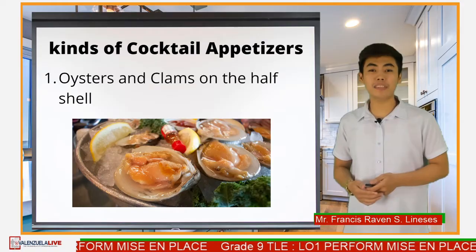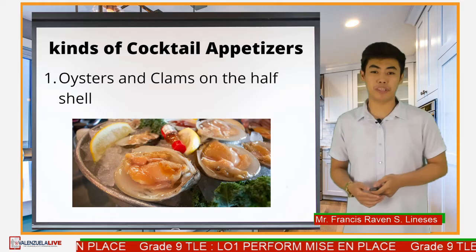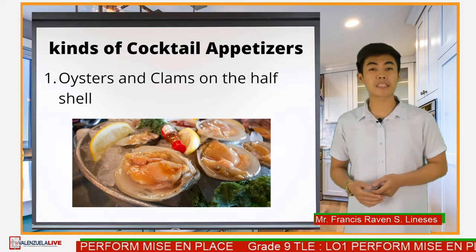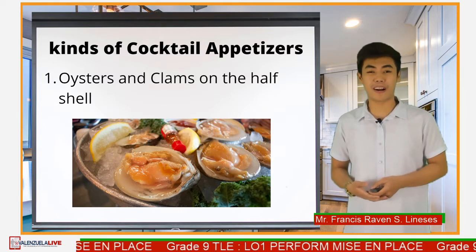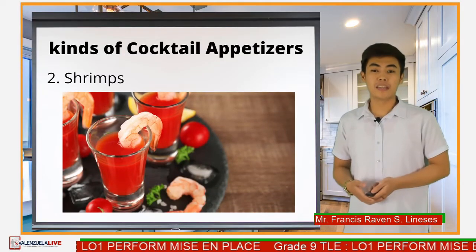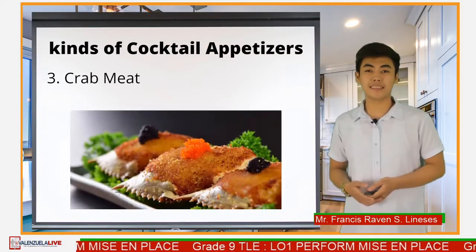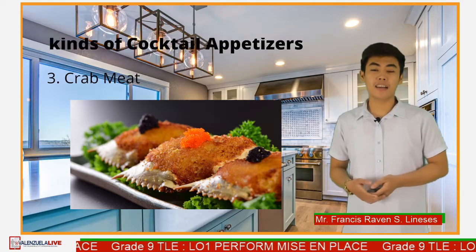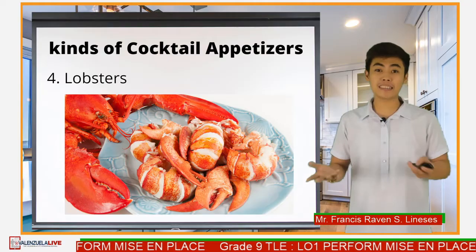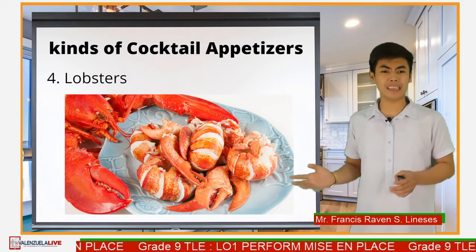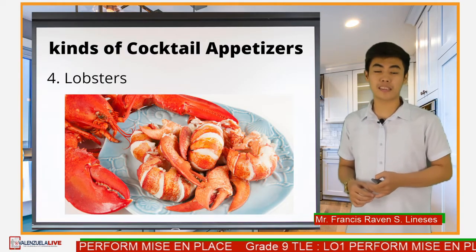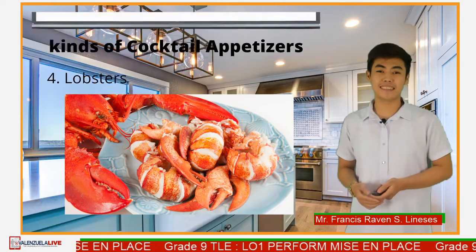First, we have the oysters and clams on the half shell. Aside from it, we can also use scallops and mussels as substitution or alternative. Number 2 is shrimps. Number 3, crab meat. Number 4, lobsters. If you think that this is expensive or it is not available in the market, you can also use shrimps and crab meats as substitution.